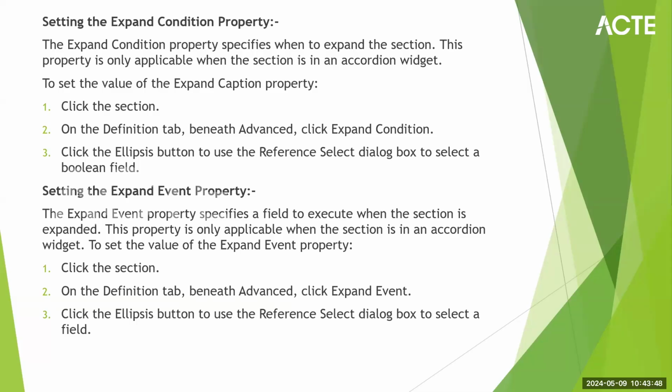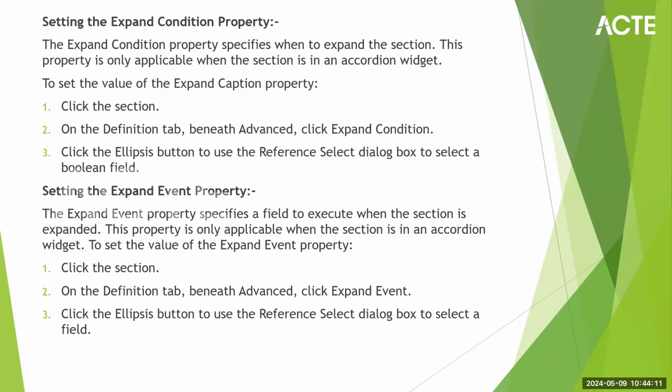Click on the action, on the definition tab, beneath advanced, click expand condition and click the flip button to use the reference. A select dialog box will appear. It should be a boolean field, either true or false. The particular field you are mapping should be a boolean field, the condition which you are creating.